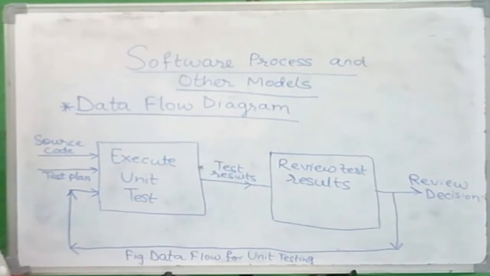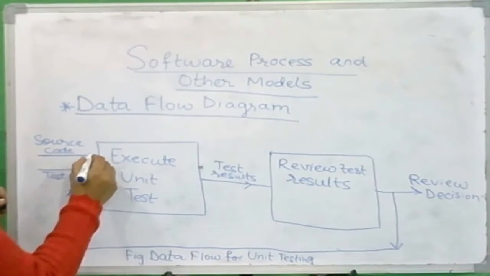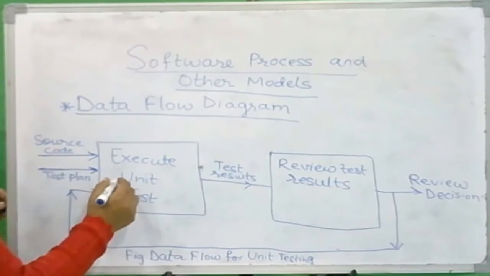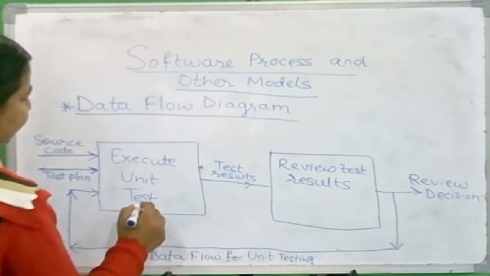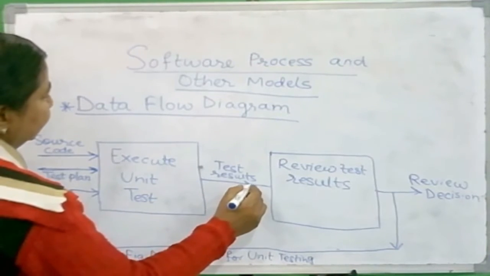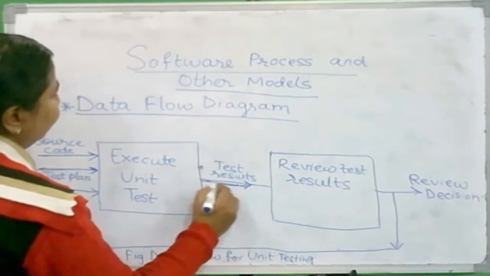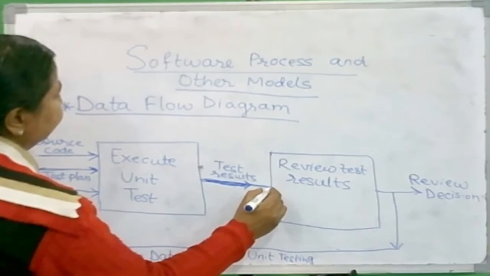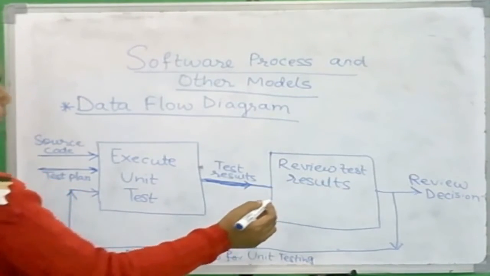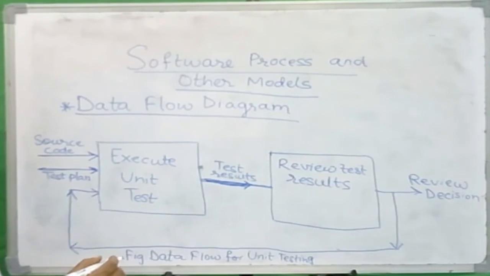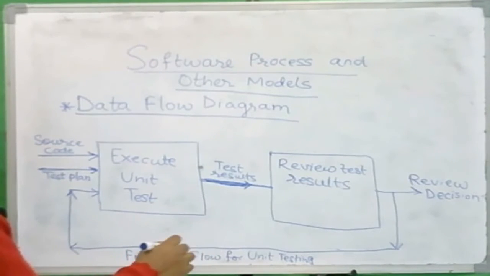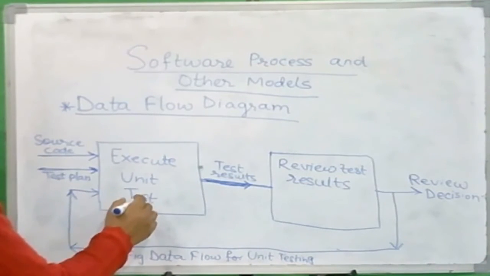So this figure is an illustration of the data flow diagram for unit testing. We have source code and test plan given as inputs to the execute unit test process, which gives the output in the form of test results, which is given to another process called review test results, and then the output is again coming back to the execute unit test.